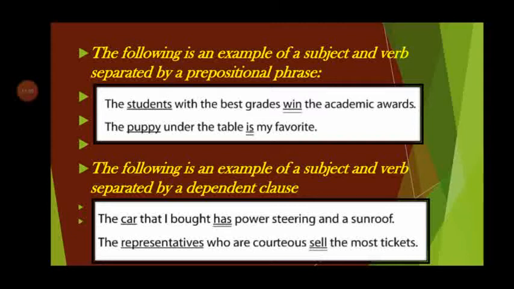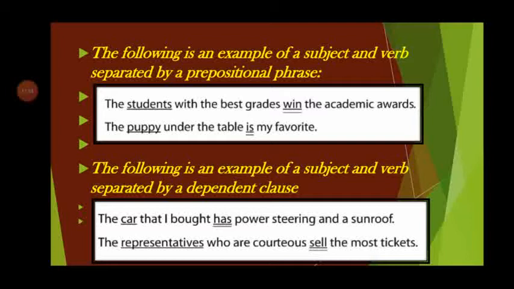Then we can see that particular part is to be removed. Then what is the subject? The car alone itself is treated as the subject. The other part, that I bought, is dependent upon the car. So that's why we have to just remove that part and take the car as the subject of the sentence. Then the verb is also singular.